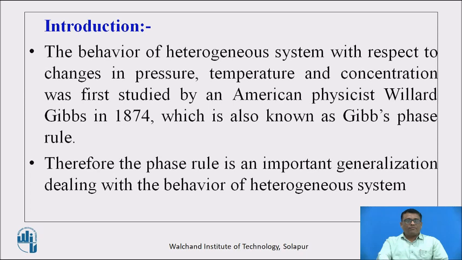The behavior of heterogeneous system with respect to changes in pressure, temperature, and concentration was first studied by American physicist Gibbs in 1874, which is also known as Gibbs phase rule. Therefore, the phase rule is an important generalization dealing with the behavior of heterogeneous system. So in short, what we are going to learn here is the effect of the various parameters on the behavior of heterogeneous system, how the heterogeneous system will behave with respect to the external parameters.